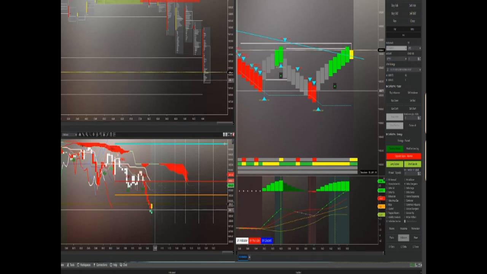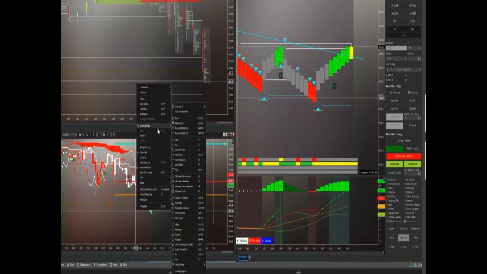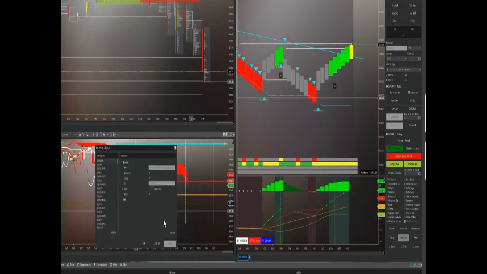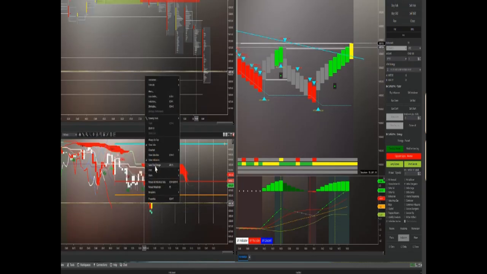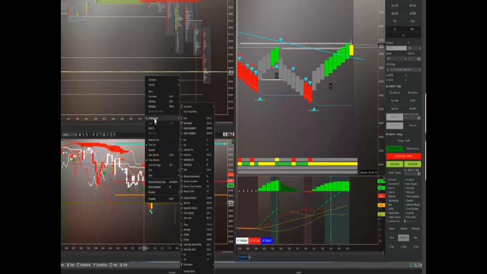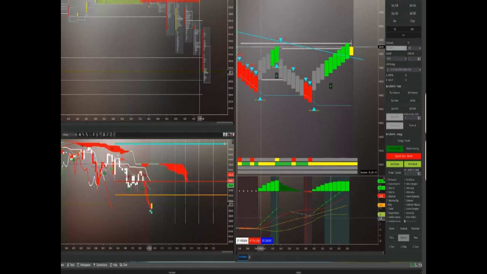Guys, I'm going to remove drawings so I can... Oh, I couldn't see that. Remove drawings. I can't see. Remove all drawings. Okay. All right.